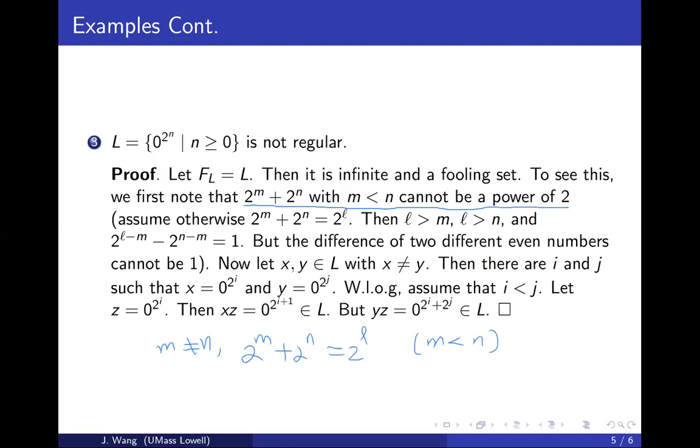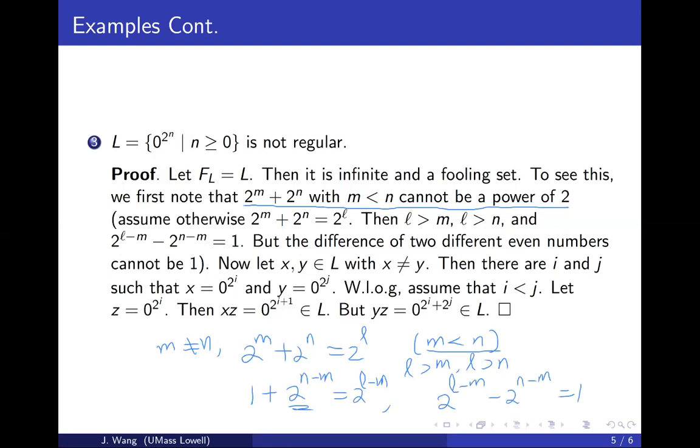Of course we know that because 2 to the m plus 2 to the n is equal to 2 to the l, l has to be greater than m, and l has to be greater than n. So if m is less than n, we divide both sides by 2 to the m. So this is equal to 1 plus 2 to the n minus m, which equals 2 to the l minus m. You move this to the right. So what we are getting is 2 to the l minus m minus 2 to the n minus m, which is equal to 1.